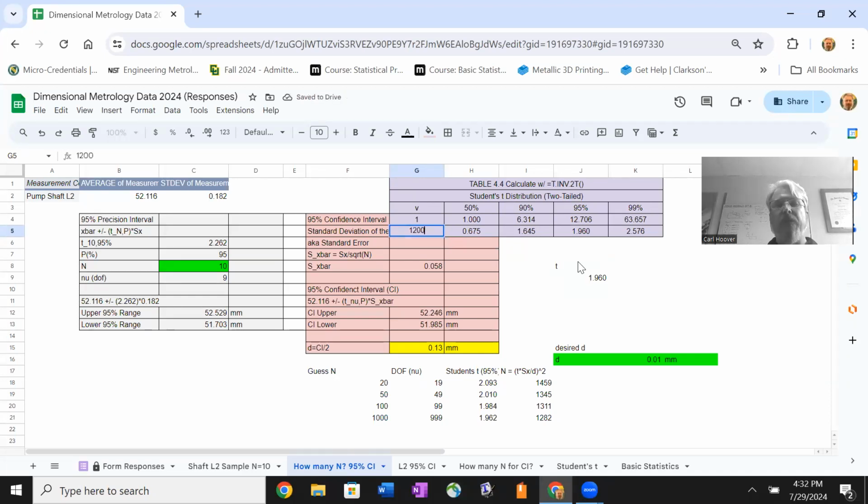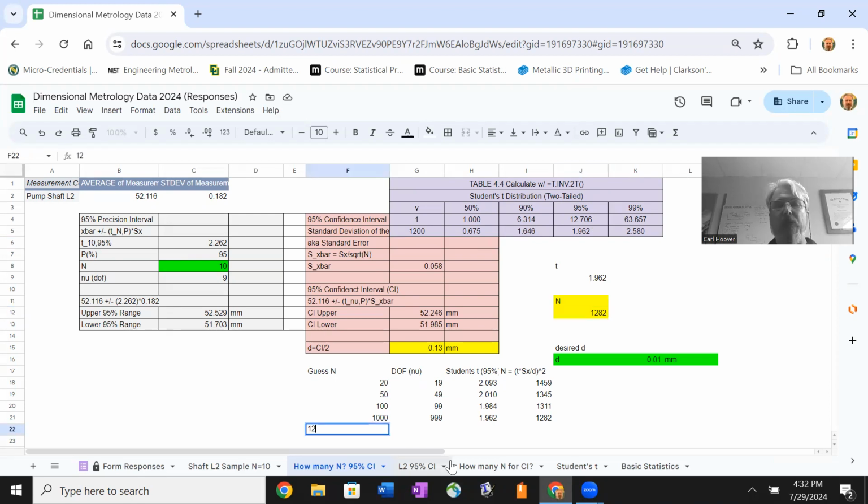Okay, 1200, try that. So one of the things we could do is just go ahead and say, since T isn't really now a function of N, let's see what happens if we just solve for N using the equation that we had here before. We'll again use this T value, multiply times the standard deviation, divide by D, and then square it. And this is going to tell us what the actual number is for the number of samples required to get to that confidence interval. So 1282 is specifically what we're looking for.